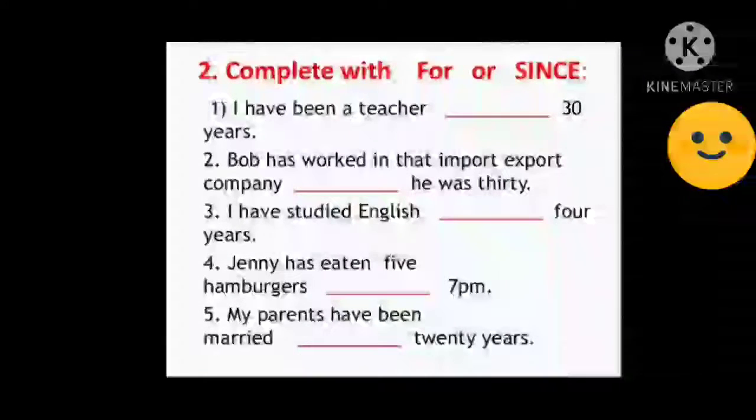I have studied English dash 4 years. It's very apparent, clear. 4 years, duration of the time is given, for 4 years. Jenny has eaten 5 hamburgers dash 7 p.m. So the particular point of time is given when the action began. So since 7 p.m. My parents have been married dash 20 years. 20 years means duration of the time is given, for 20 years.